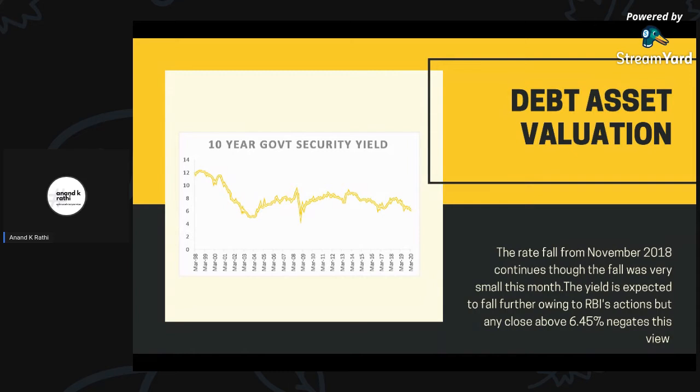For the debt, we track 10-year government security yield. As you can see, it has been trending lower. We turned negative on the yield from November 2018, and we believe it can go down further thanks to a lot of action from RBI. But this view can change or be negated if it closes above 6.45% at any given point in time.